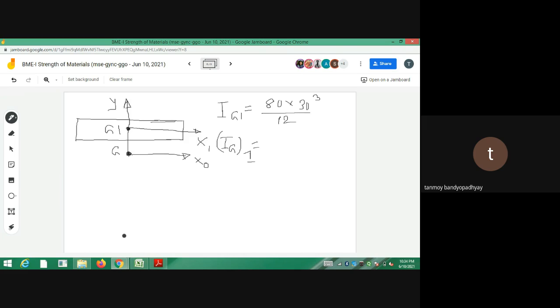I have to apply the parallel axis theorem. So that is equal to 80 into 30 cube by 12 plus A1 into D1 square. Whatever is the first part, you calculate, plus A1 into D1 square. What is A1? A1 is 80 into 30, into D1. What is D1? D1 is actually this distance. How to calculate D1? From the bottom actually. Let this be the base of the other rectangle. So we got this one. Up to this is y bar. From here to here, this value is y bar.